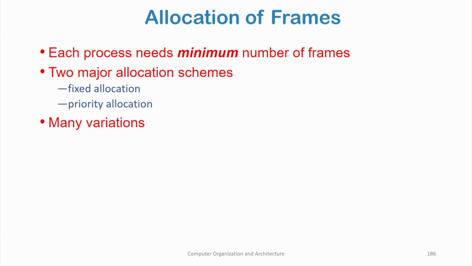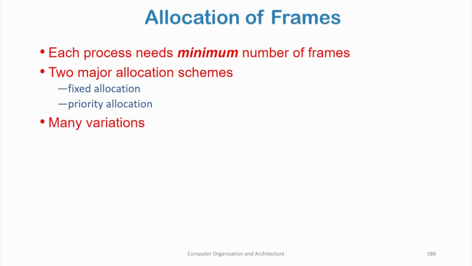So, I have a global set of frames, and the replacement algorithm will search from this global set of frames to find a frame for replacement and give me. Now, this may hit the performance of processes. So, to avoid that, what we often do is allocate a minimum number of frames to each process.